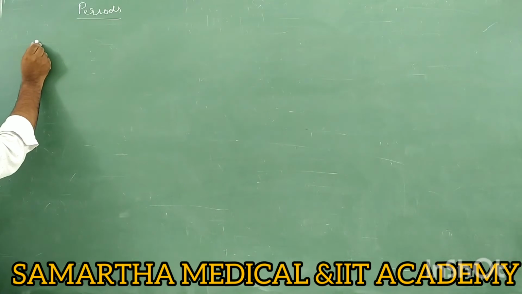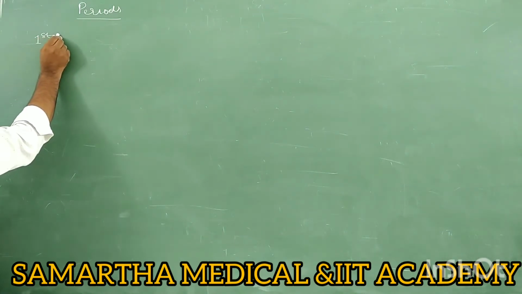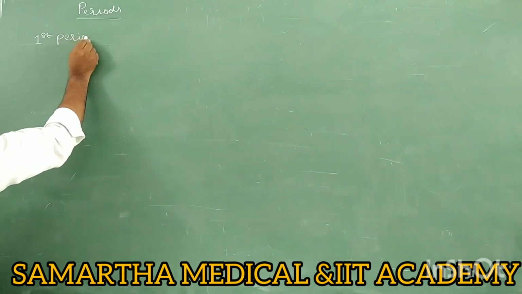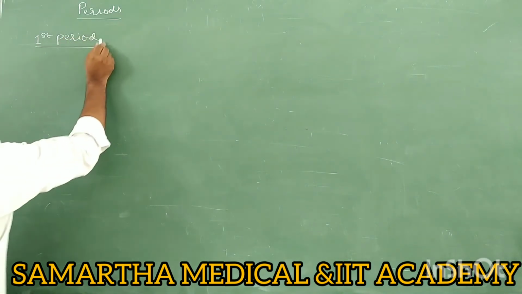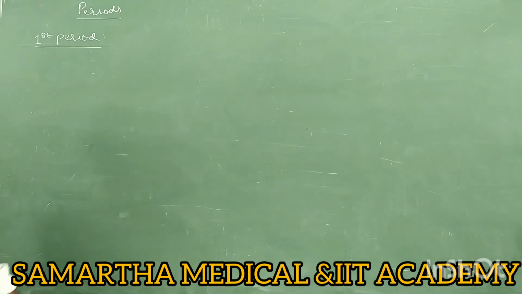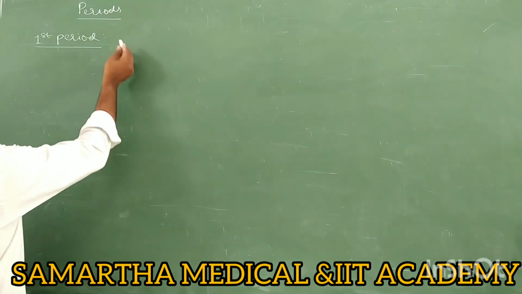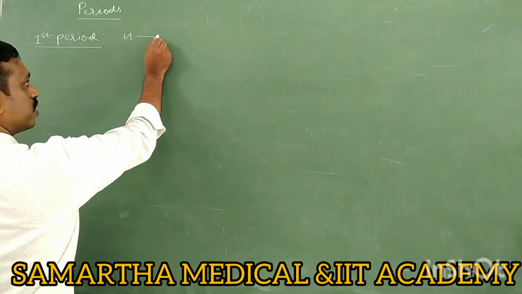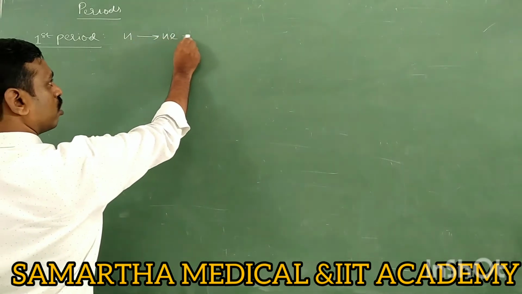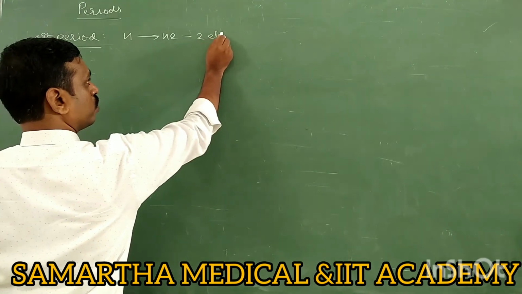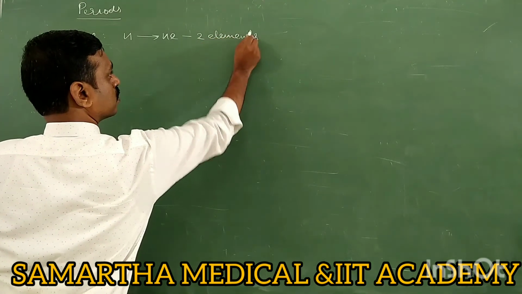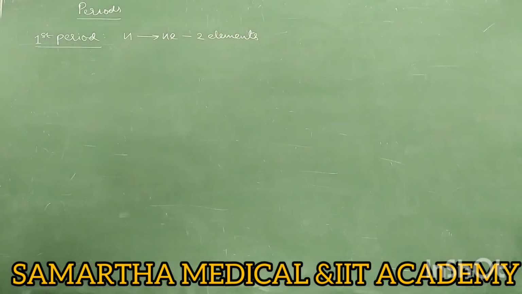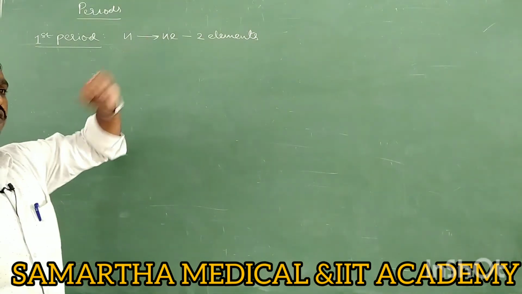Let us take the first period. Which elements does the first period have? There are only 2 elements. It starts with hydrogen as the first element and ends with helium. So the first period has only 2 elements, starting with hydrogen and ending with helium.